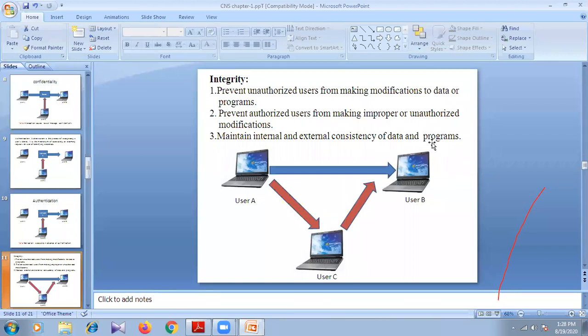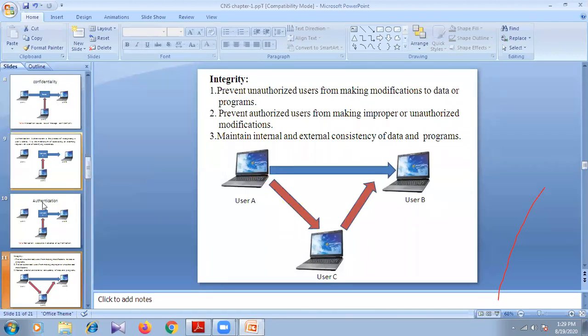Integrity means preventing unauthorized users from making modifications to the data or programs, and preventing authorized users from making improper or unauthorized modifications. So you are an authorized user, but you are making improper and unauthorized modifications. Clear? That is the way you can say that is integrity. So this is the loss of integrity.